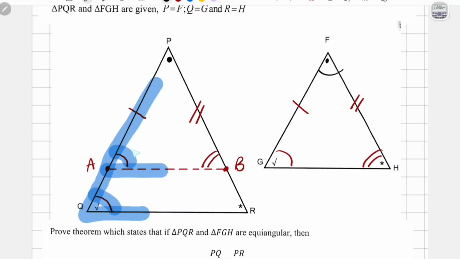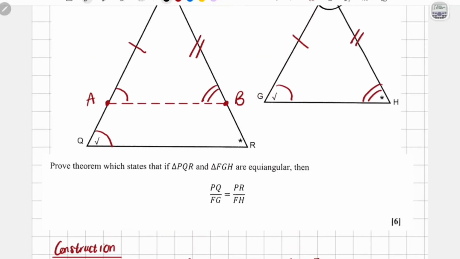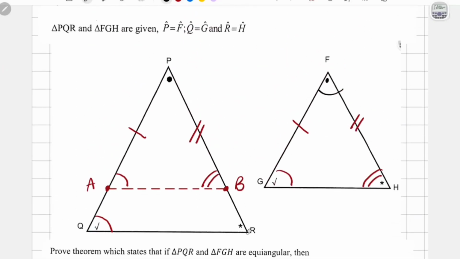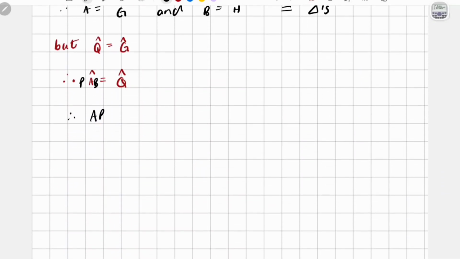So we can say that since angle A and angle Q are equal, of course, this little part of angle A, I should have been specific about that. Instead of calling it A, I'm going to call it PAB, because there's also this other part. Because those two angles are equal, AB is parallel to QR because of corresponding angles. So therefore, AB is parallel to QR, and our reason is corresponding angles are equal. So therefore, the lines are parallel.